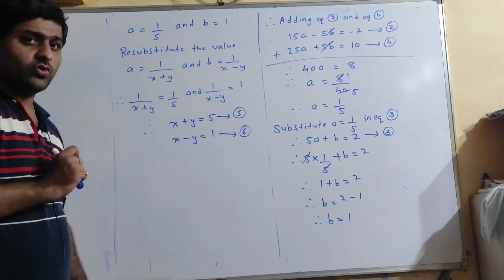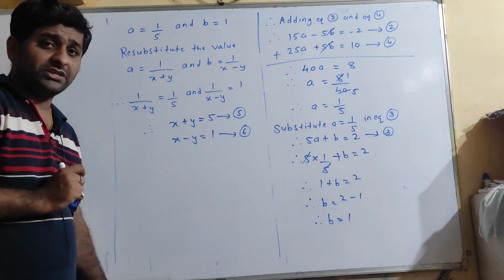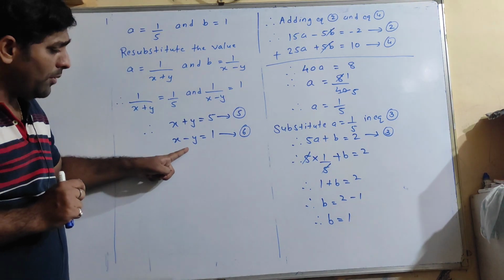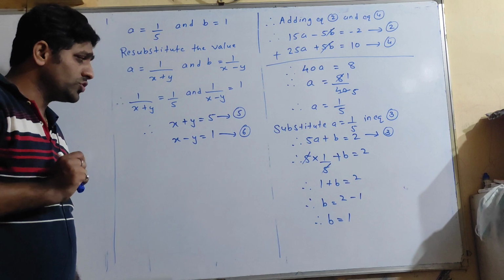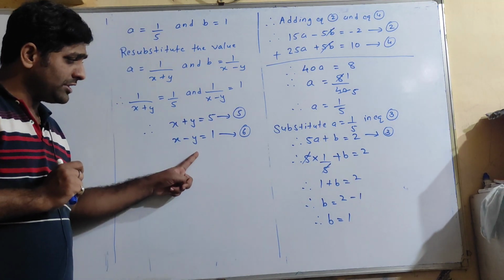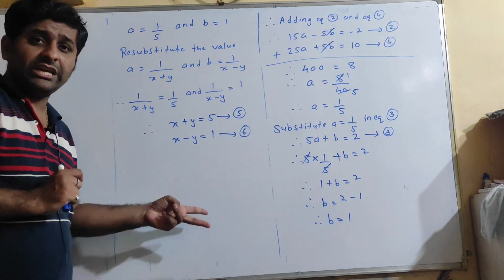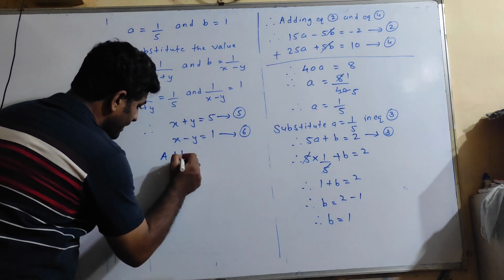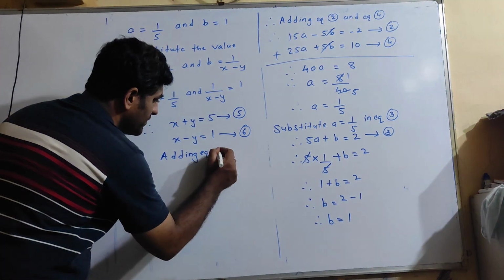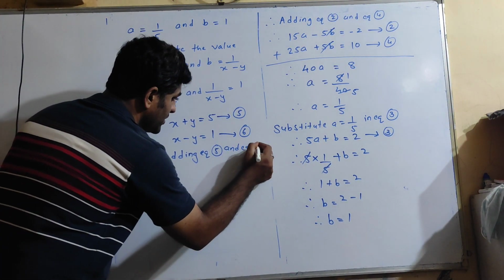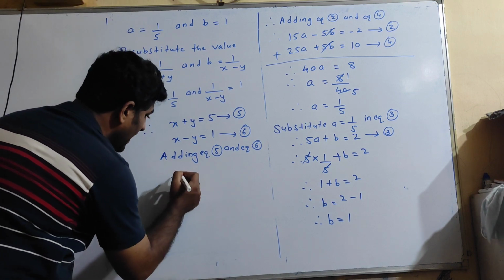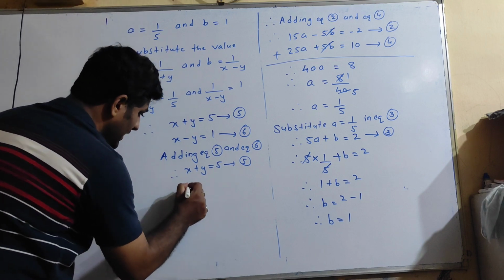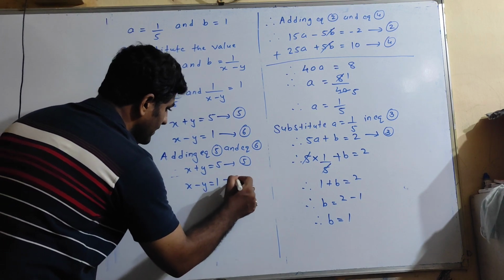Now, students, what do we have? We have two new equations, and what do we observe? We have same term, opposite sign. So what are we going to do now, students? Again, since this is same term, opposite sign, these two new equations we are going to add. So adding equation 5 and equation 6, we have x plus y is equal to 5, equation number 5, and x minus y equals 1, equation number 6.